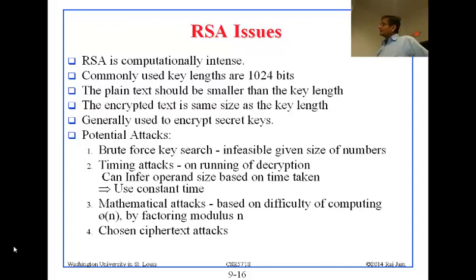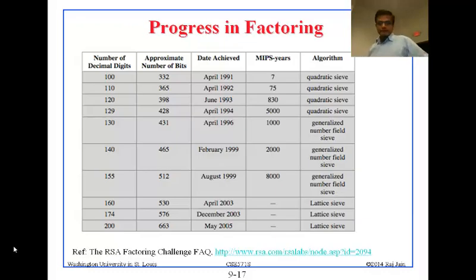Mathematical attacks are based upon the difficulty of computing the factors of n. So if somebody can factorize those big numbers, then they're done. And then there is the chosen ciphertext attack, which is coming up in a slide. Some people can do that, and I will show you how that is broken. But factoring is very difficult.